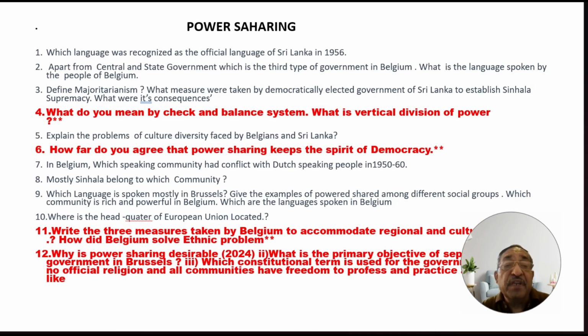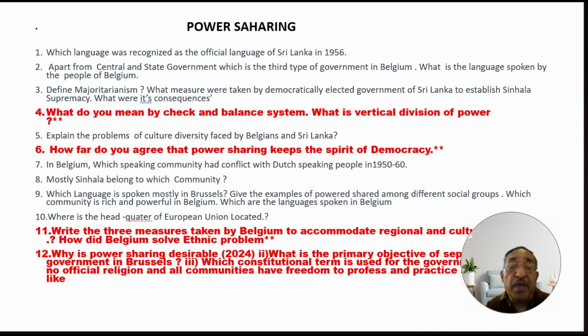Question number 7. In Belgium, which speaking community had conflict with Dutch speaking people in 1950 to 1960? Mostly, Sinhala belong to which community? Next, question number 9. Which language is spoken mostly in Brussels? Give an example of power shared among different social groups. Which community is rich and powerful in Belgium? Which are the languages spoken in Belgium?